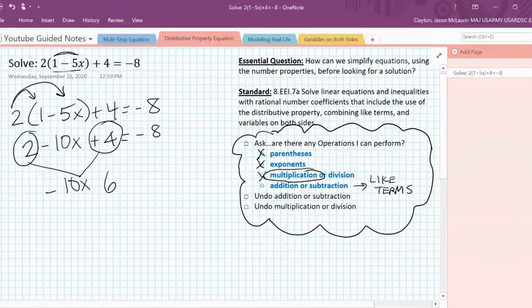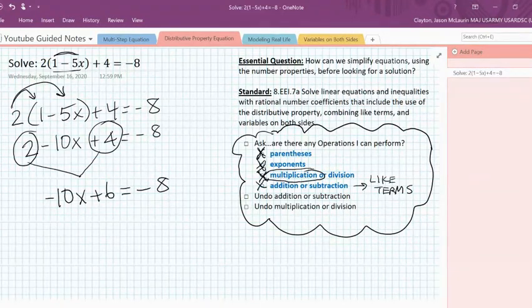Now, look back over it. Are there parentheses? And I'll rewrite this so it's a little bit neater. Plus 6 equals negative 8. Are there any parentheses? No. Are there any exponents? No. Is there multiplication or division left? No. Addition or subtraction or like terms? No. Because there are no like terms, now I want to solve for the variable.